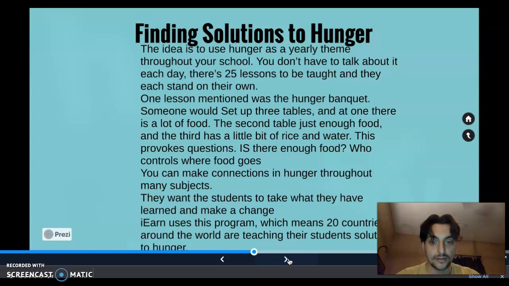And you can make connections in hunger throughout many different subjects. This is also a learning tool to get students to go out there and make a change. iEarn uses this program, and that means 20 different countries around the world are also teaching their students how to solve hunger. And I think this is a very awesome way to implement. This is something that we need to implement inside classrooms.